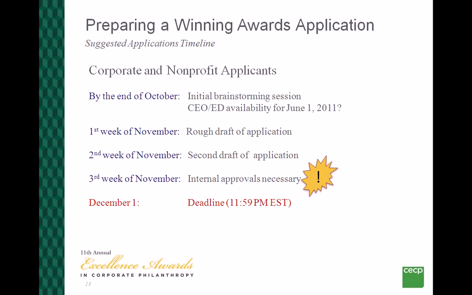Because for the first time, CECP is now penalizing late applications. This is something to allow our jury sufficient time to review them. So late applications delay the process in a way that we'd like to try to avoid. So we encourage you to start planning now using this timeline perhaps as a starting point.